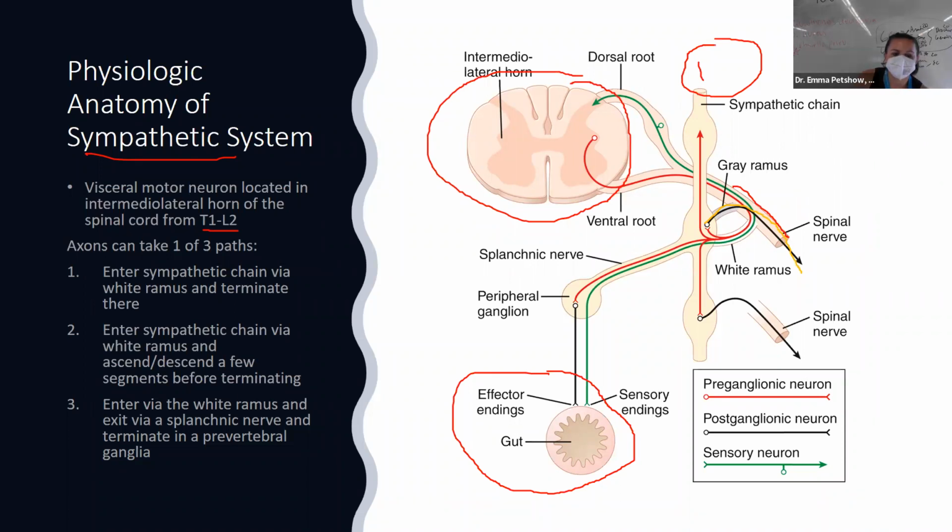It can enter our sympathetic chain via the white ramus and ascend or descend a few segments before terminating. So it can go up or down. This could be option two. And then it can enter via the white ramus and exit via the splanchnic nerve and terminate in a prevertebral ganglia. And this would be option three. Either way, it's leaving through that ventral root from the spinal cord, that signal. Sensory is coming in through that dorsal root.